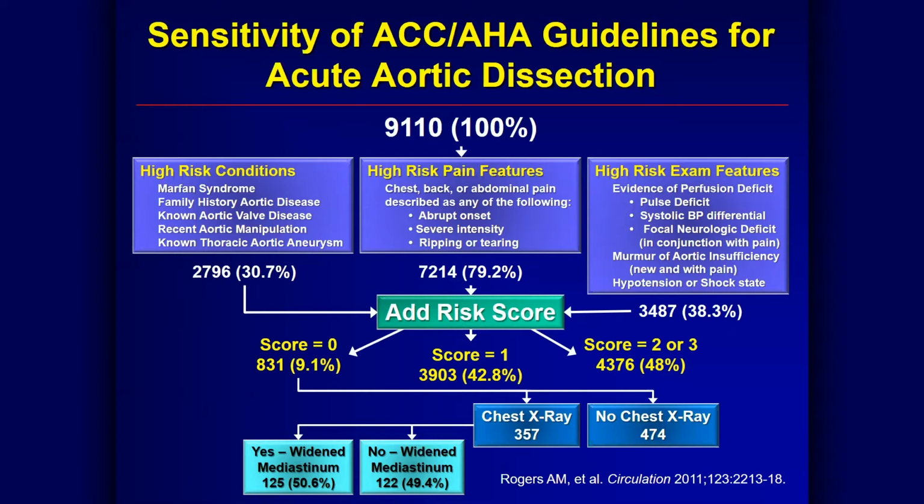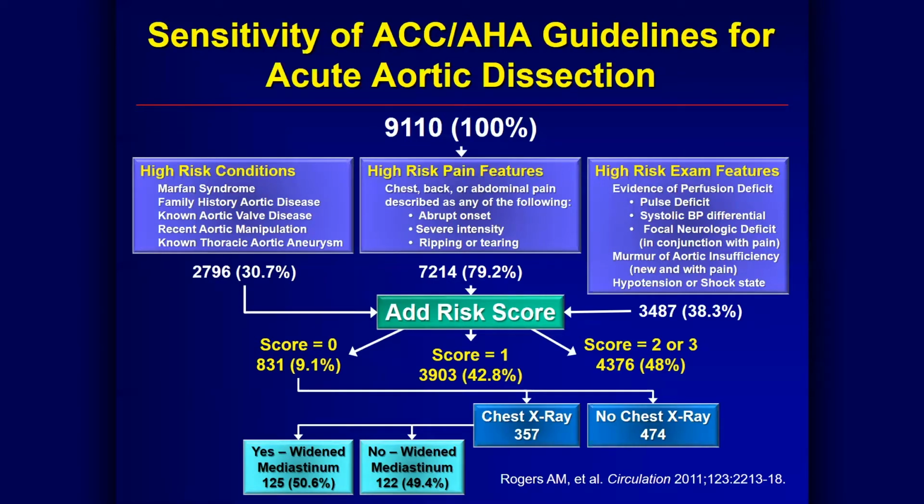And we were asking the question, how often did patients have one or more of these categories of markers? And you'll see that only 9% of patients had none of them. So 91% have one or more of these. 80% have high-risk pain features. Almost 40% have a high-risk exam feature, and almost a third have one of these high-risk conditions.